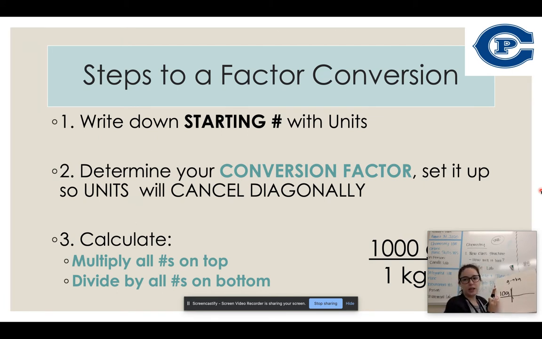So I have 10 grams, and I know in kilograms, because that's what I want to end up with, I put my kilogram here, and I want to cancel my grams out. The only way to cancel is diagonally. So I know I have to put my gram unit here and my kilogram unit here. In 1 kilogram, there are 1,000 grams. And so now I will multiply across, and then I will divide. When I divide, I get 0.01 kilograms.